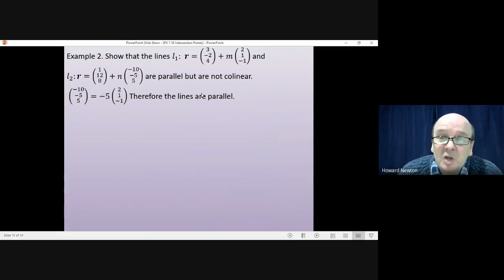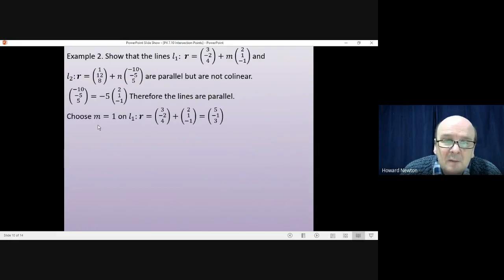To show they're not collinear, I need to find a point on one of the lines and show that it's not on the other line. Now, there are many ways to do that. I'm going to choose m equals 1 for the first line, and that would give me this, which simplifies to (5, -1, 3). So if m equals 1, the point (5, -1, 3) is on the first line.